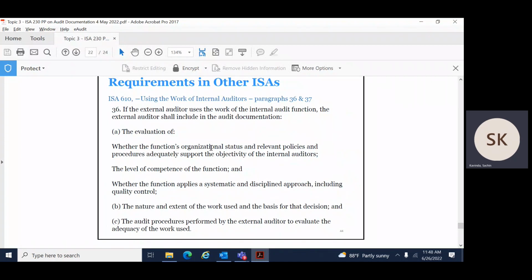The first thing is evaluation of whether the function's organizational status and relevant policies and procedures adequately support the objectivity of the internal auditor. So internal auditor කෙනෙක් කියන්නේ internal party එක. Independent වෙන්නේ නැහැ. ඒගොල්ලන්ගේ objectivity එකට මේ organization එකේ internal function support කරනවාද? The level of competence of the function. And whether the function applies a systematic and disciplined approach, including quality control.